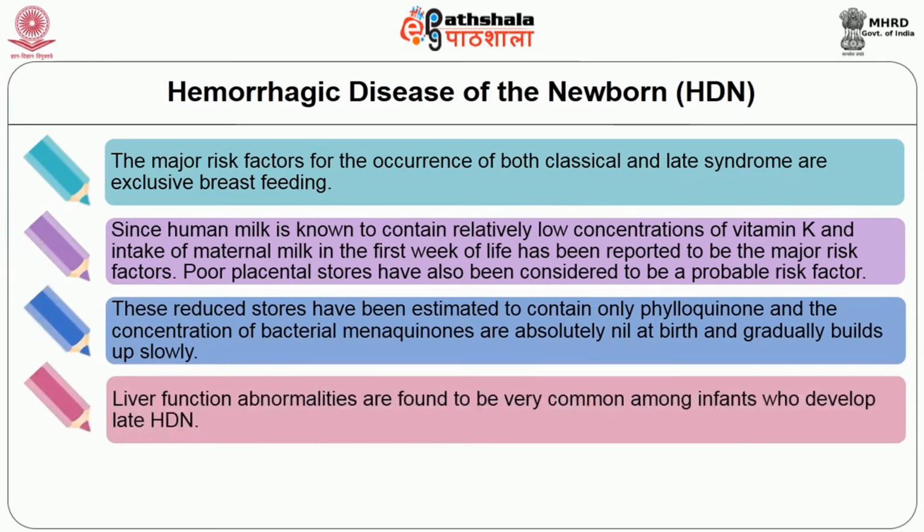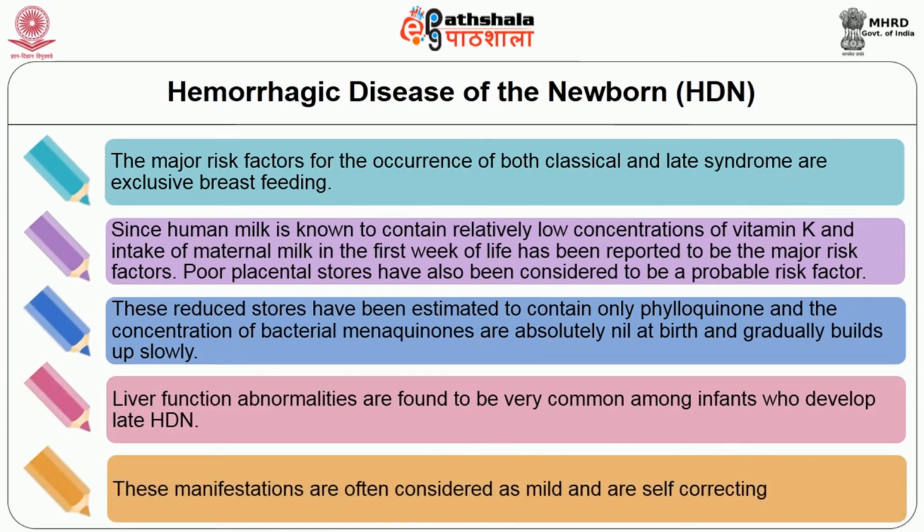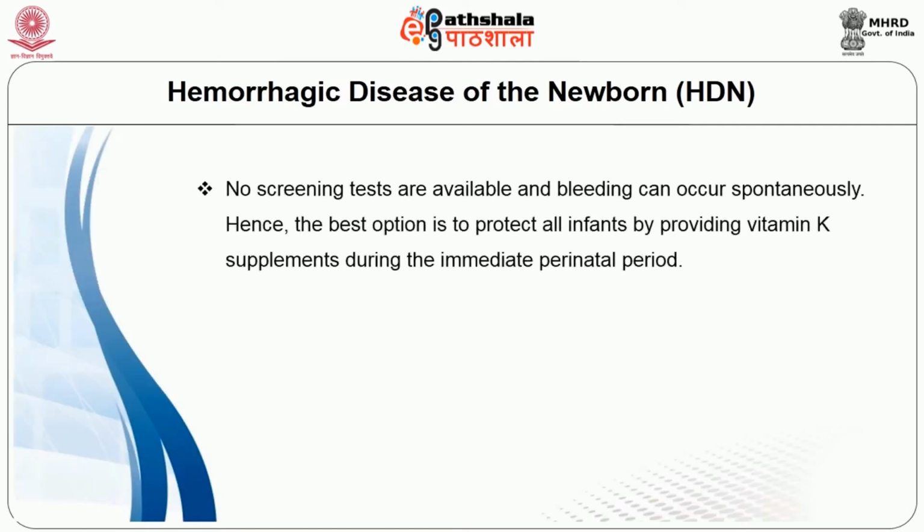Liver functioning abnormalities are found to be very common among infants who develop late HDN. These manifestations are often considered as mild and as self-correcting. No screening tests are available, and bleeding can occur spontaneously. Hence, the best option is to protect all infants by providing vitamin K supplements during the immediate perinatal period.